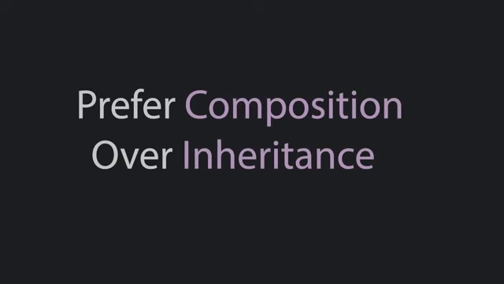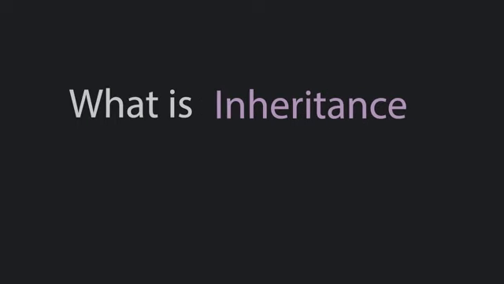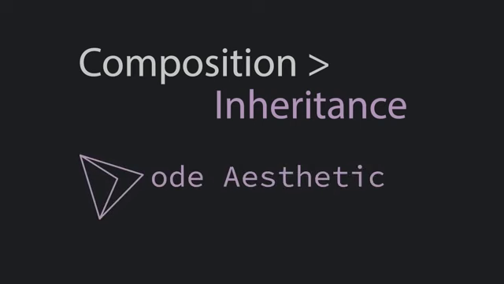You may have heard the saying, prefer composition over inheritance. The advice is a little vague, so I'm going to break it down. What is composition, inheritance, and why would you prefer one over the other? Both composition and inheritance are trying to solve the same problem. You have a piece of code that you're trying to reuse.